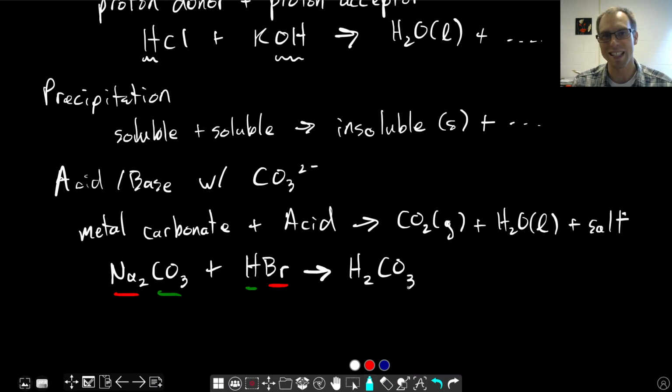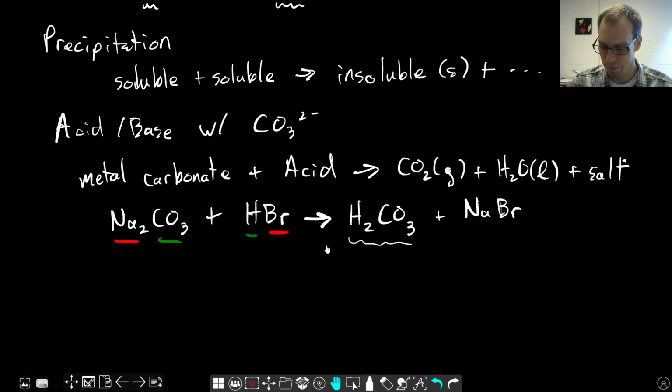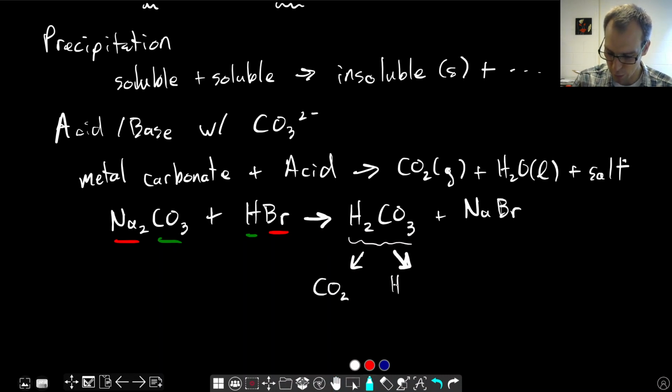But carbonic acid is unstable in water, and so it doesn't stay as carbonic acid. By the way, our other product here is sodium bromide, and this is a soluble compound. But what we're focusing on is the carbonic acid. This is the way I remember what happens with these. This carbonic acid splits up spontaneously and forms carbon dioxide and water. And so that's why in this original equation, these are our products. These come from our carbonic acid.